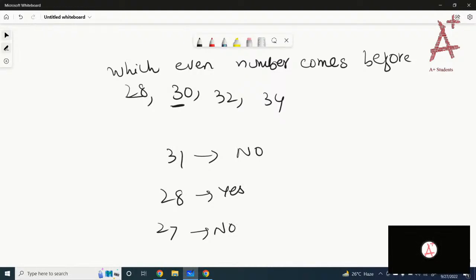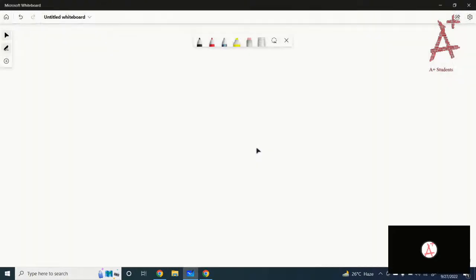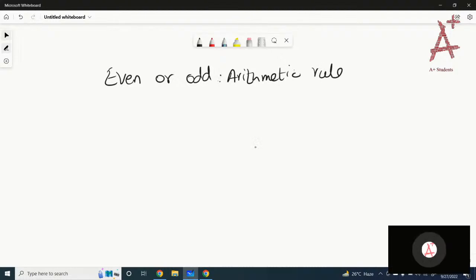Got it? Okay, the next one is even or odd arithmetic rules. Okay, so we have some rules. Without adding or subtracting two numbers, we know if the answer is even or odd. So let me just explain the rules. You can note down these rules in your notebook. They are very helpful while you are doing test questions.